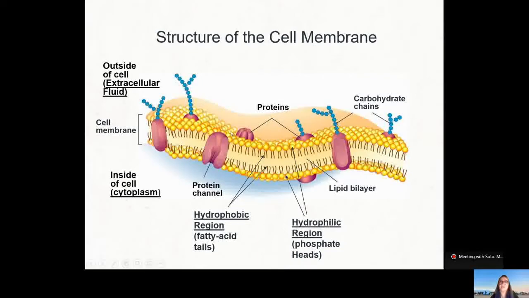The region that faces the outside and the inside of the cell, the heads, is called a hydrophilic region because they like water. And the tails, the inner part of the cell membrane, are hydrophobic. They do not like water. They are made of fatty acids. Fat or lipids don't like water.